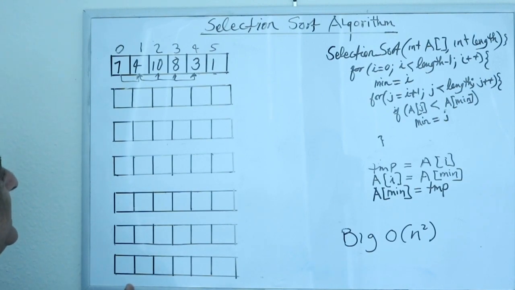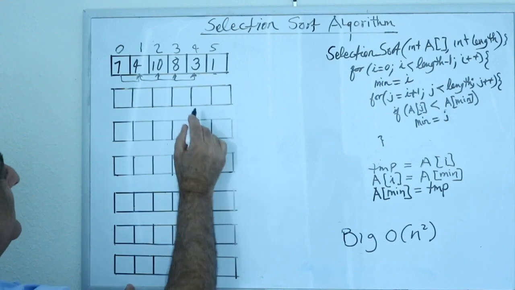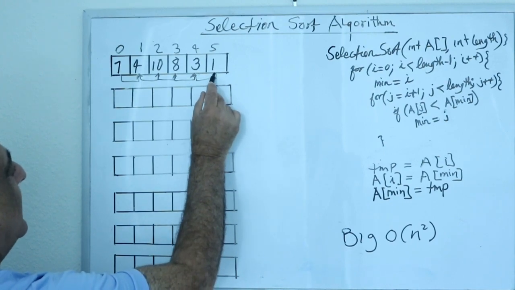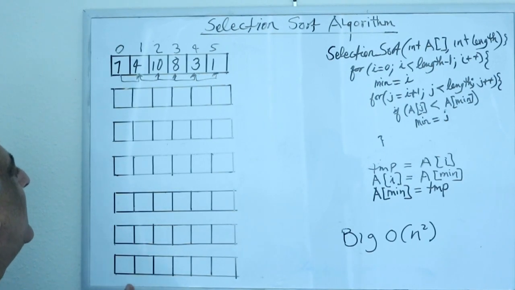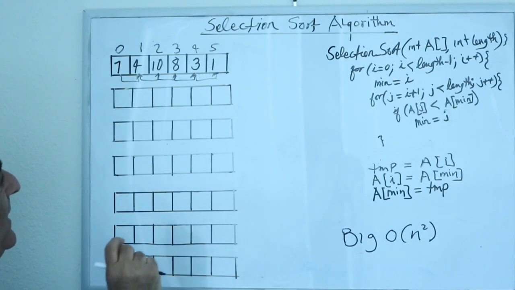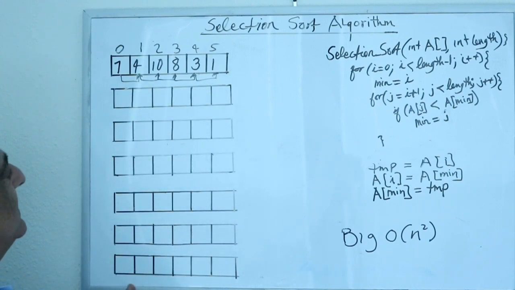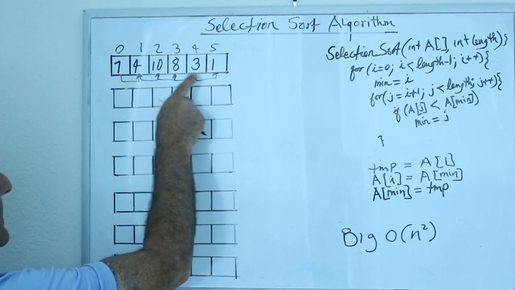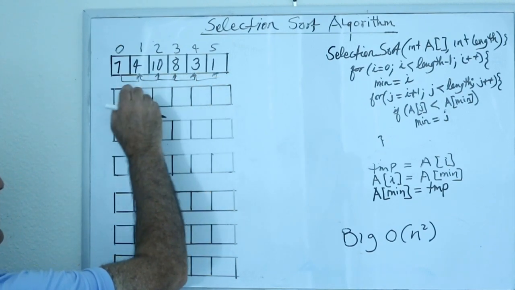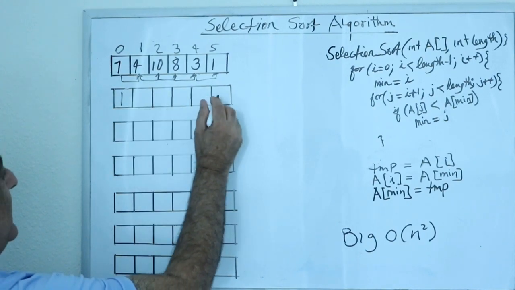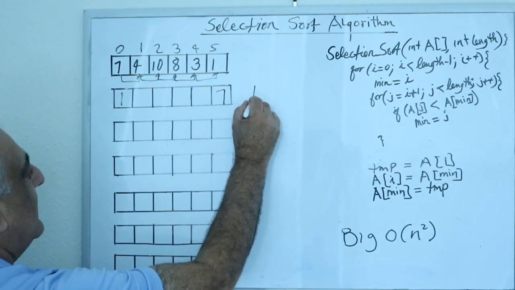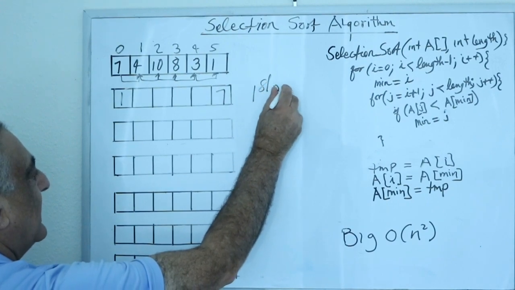Well, okay, is there enough? So I still have numbers to compare with. Is 3 less than 1? 1 is less than 3. So now I found 1 to be the smallest number in this list. So I pick up 1 and 7, and I swap them. See, 1 and 7. This is my first pass.